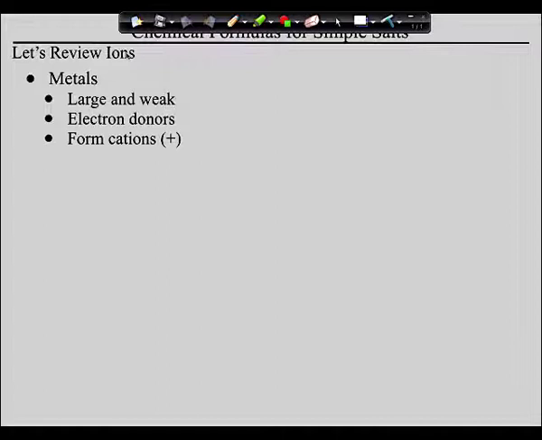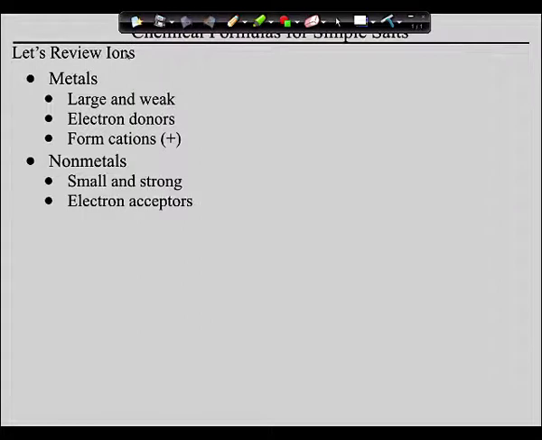You good on that? Okay, then guys, in contrast to that, the nonmetals are small and strong. They are electron acceptors, and they form the anions. You good with all of that? Okay, so how does this go down?